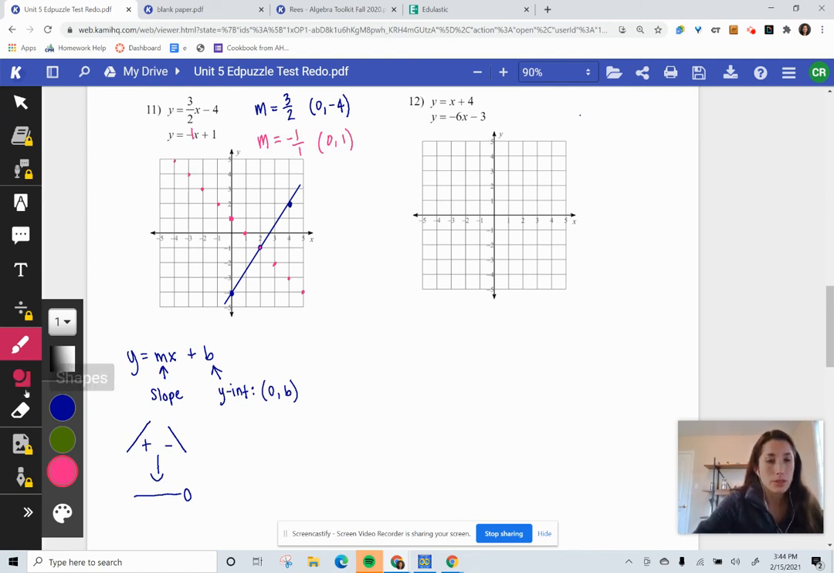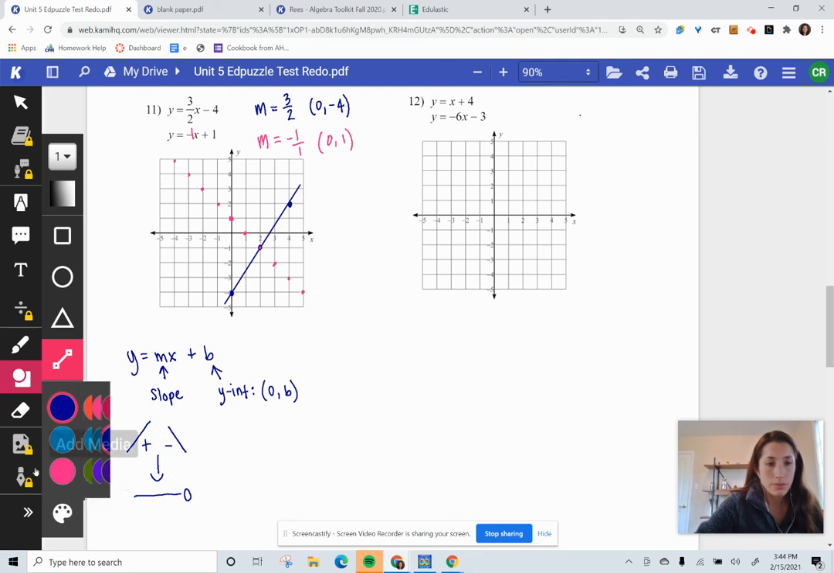Okay, and then what I do is I figure out the point where these two lines intersect each other. So I'm going to let you give me the solution to this system of equations.